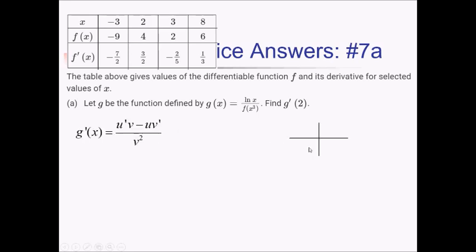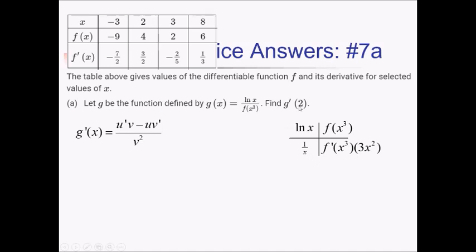We'll use the box and ribbon to help us here. So numerator is going to be ln of x. That goes up here. Denominator, f of x cubed, will go over here. And the derivatives, ln of x, that's going to be 1 over x. And for f of x cubed, we need the chain rule. So that's going to be f prime of x cubed times the derivative of x cubed, which is 3x squared.